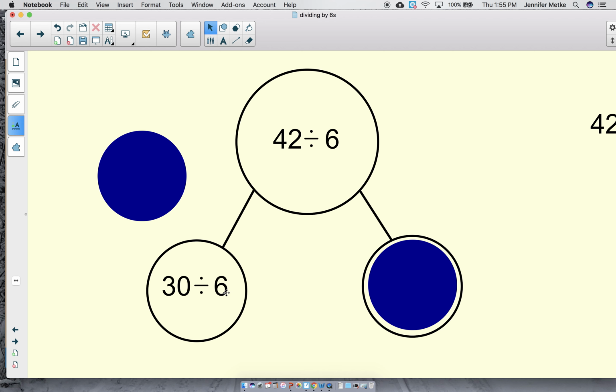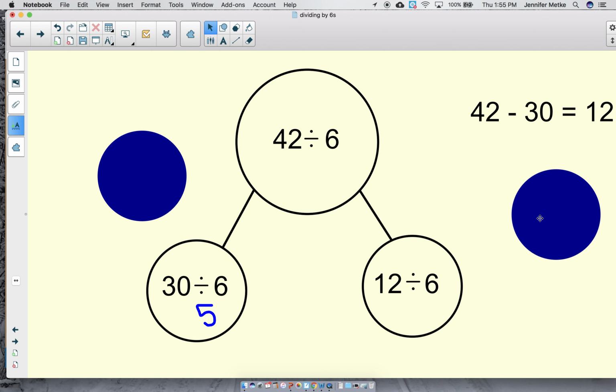Well, I know that 30 divided by 6 is 5. And I really like these types of facts that end in 5 because it makes this mental math process easier. So I've used 30 of my total of 42. So now I know that I have 12 left. So now I have to take that 12, and I still have to divide it by 6. Notice the divisor isn't changing. And I know 12 divided by 6 is 2. So now I add those two quotients together and bring them back up. I know that 42 divided by 6 is 7.